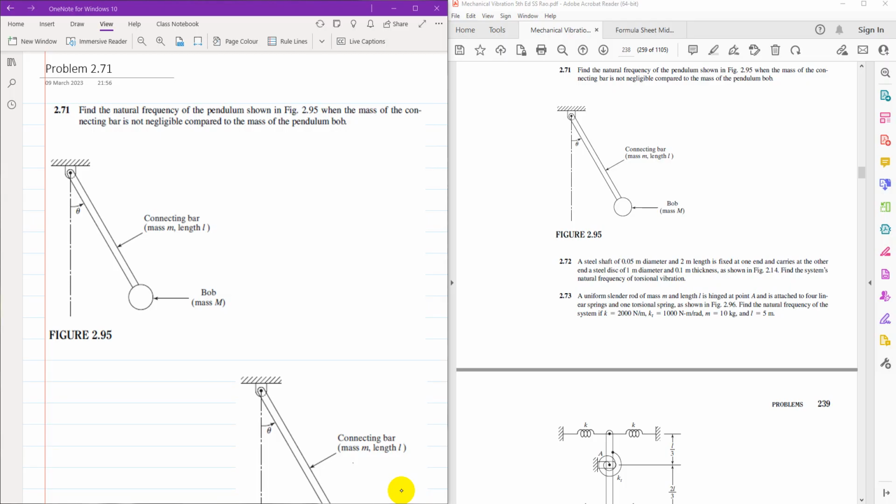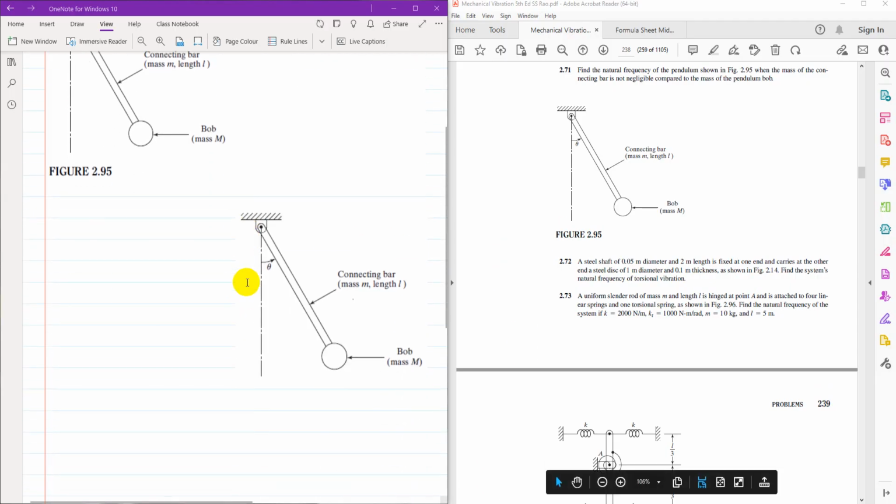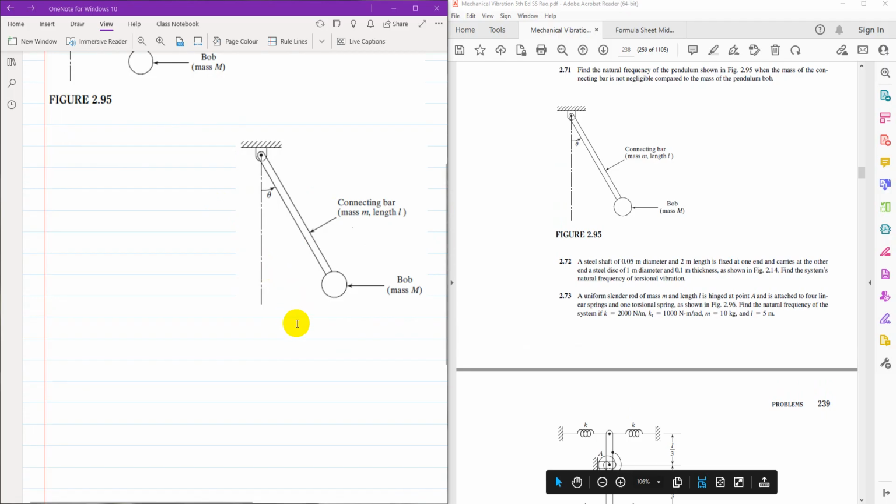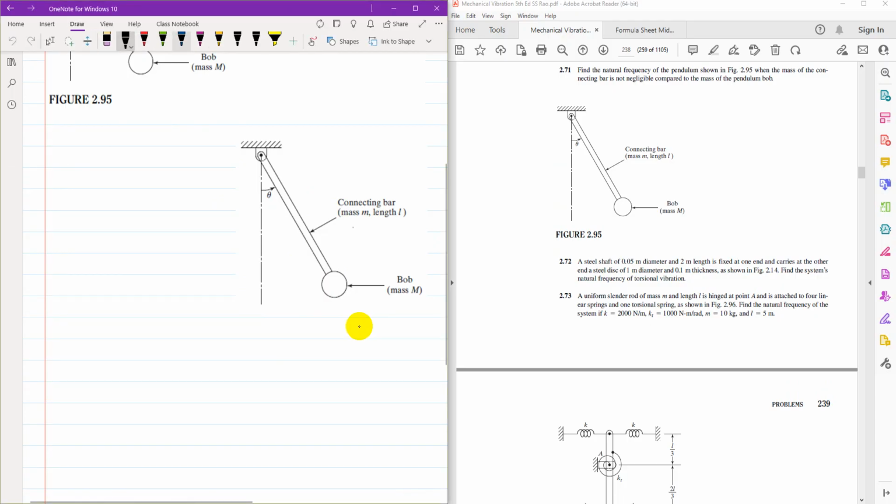Here the mass of the connecting bar is given as lowercase m and the mass of the bob is given as uppercase M. To start with, I am going to draw its free body diagram. In the free body diagram, here is the center of mass of the rod and here is the center of mass of the bob. I am going to find the natural frequency of this system using Newton's second law of motion.